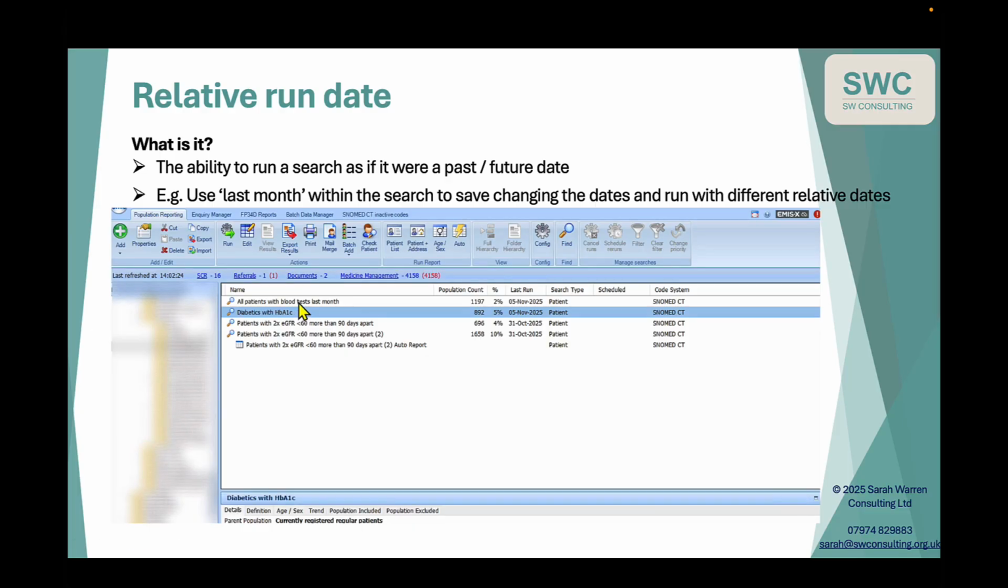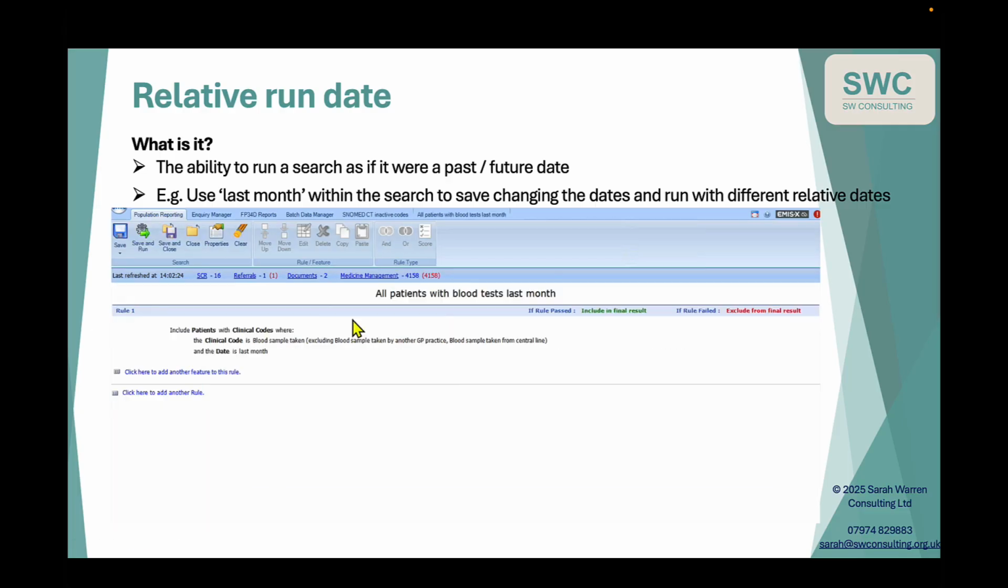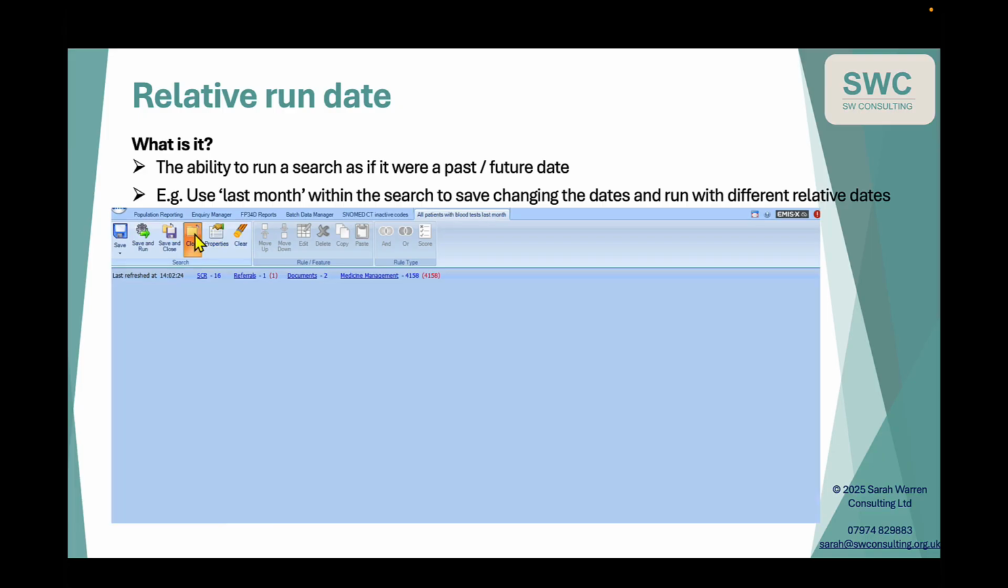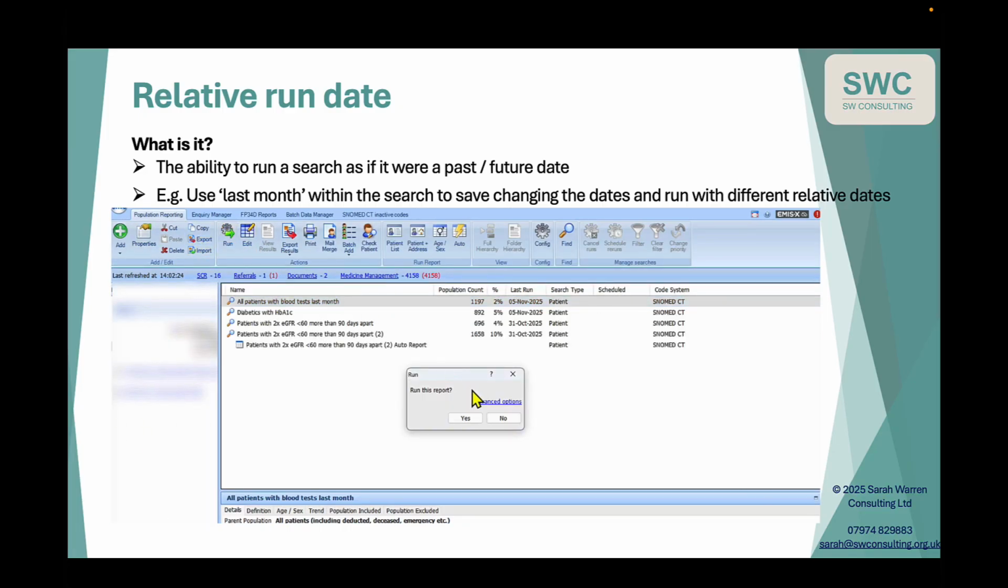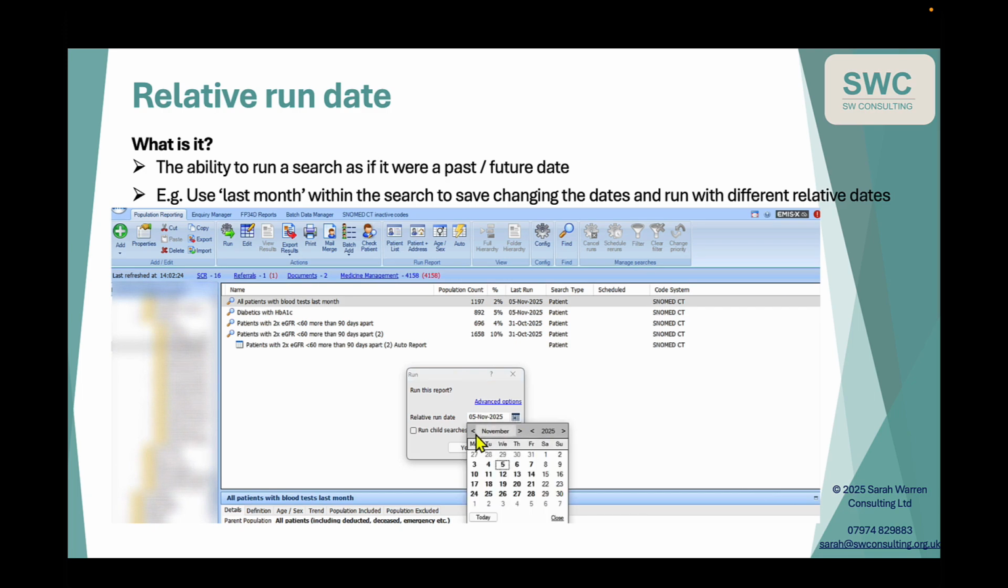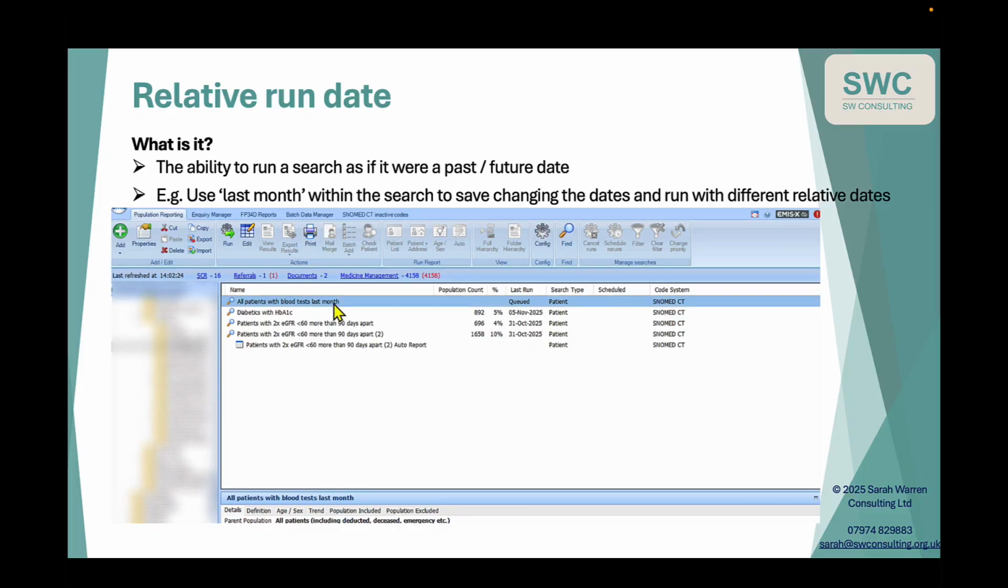So I'm going to take my all blood tests last month. You can see here that it's set as last month as the date. And when I run it, I can use the advanced options and change the relative run date. So if I change it, for example, here to the 1st of December, then it's going to look at all blood tests done during the month of November, because it's saying last month and it's looking back from the 1st of December. So that's a really, really useful tool. By looking at the 1st of December, it's telling me how many I've done in the current month. If I set it at 1st of November, it would tell me how many I'd done in October. So that's a very, very useful tool.